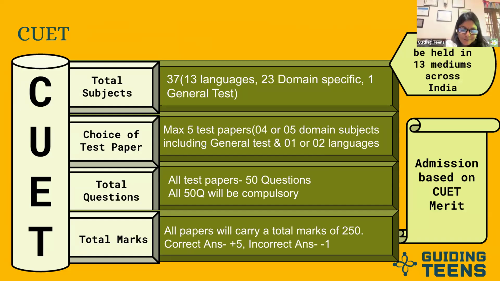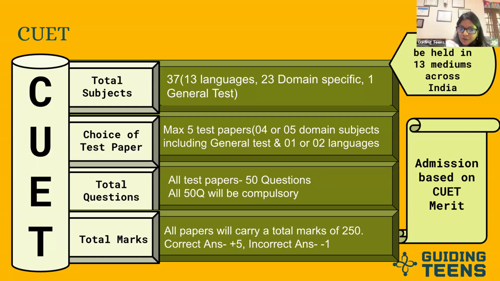So with that out there, as of now, it offers 37 subjects, which is 13 languages, 23 domain-specific subjects, and one general test. At the maximum, a child can take 5 test papers, which is 5 domain subjects, and can take a general test, the general aptitude test, and 1 or 2 languages. So that's what the child can take. They do not need to take 5. They can take up to 5 domain subjects.